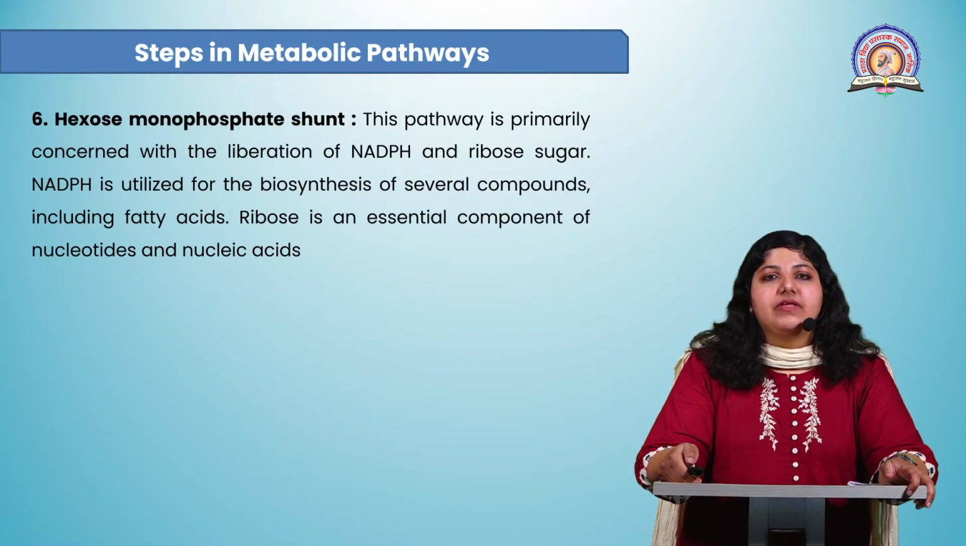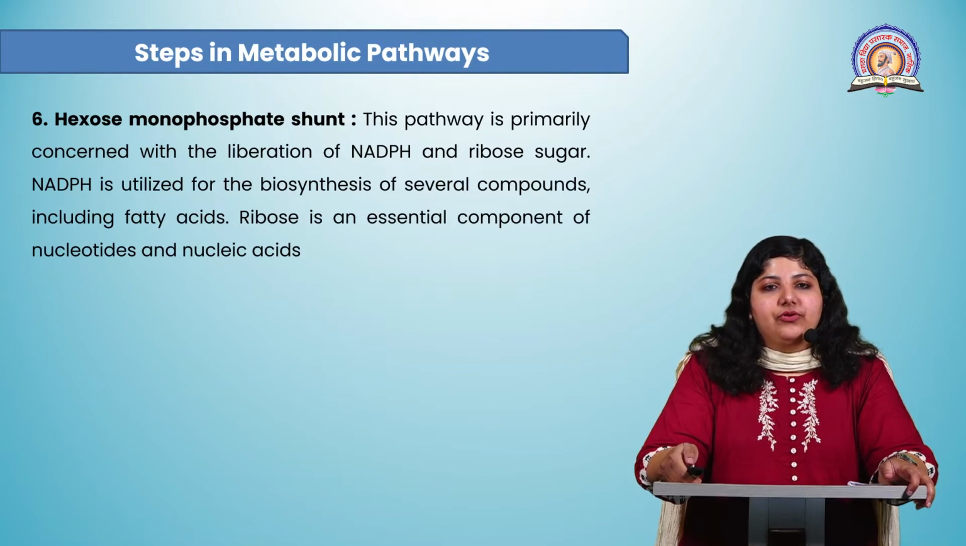Next step is hexose monophosphate shunt. This pathway is primarily concerned with the liberation of NADPH and ribose sugar. This NADPH is a reducing equivalent. It is utilized for biosynthesis of several compounds, including fatty acids. And ribose is an essential component of nucleotides and nucleic acids.